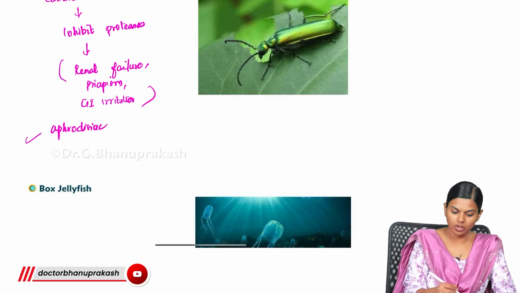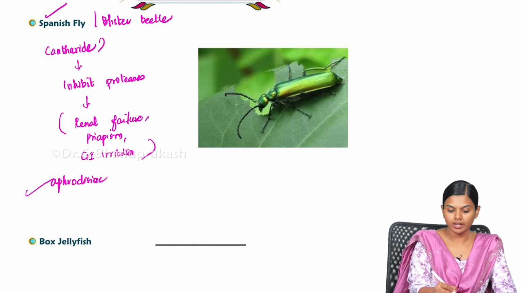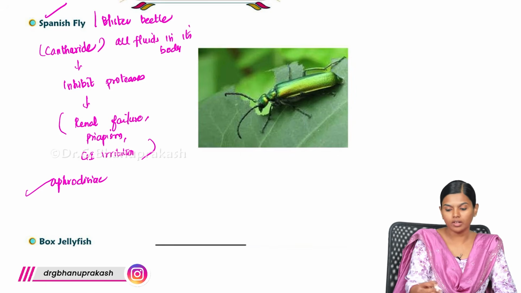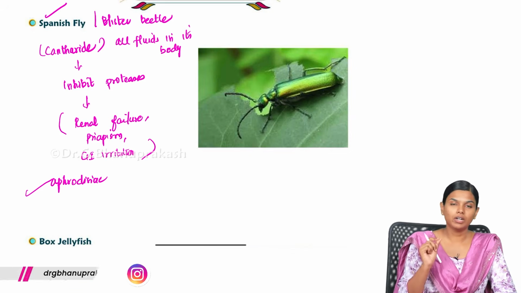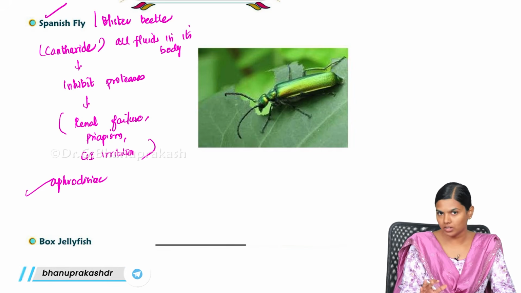Aphrodisiac. So because of that, this poisoning can happen, and this Cantharide, it is seen in all the fluids in its body. So whenever you crush it, even then the fluid will come out, and Cantharide, it will come and touch your skin. You will have corrosive action. You will have erosion of the skin because of this Spanish fly.